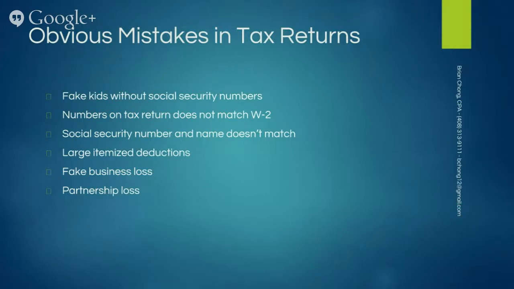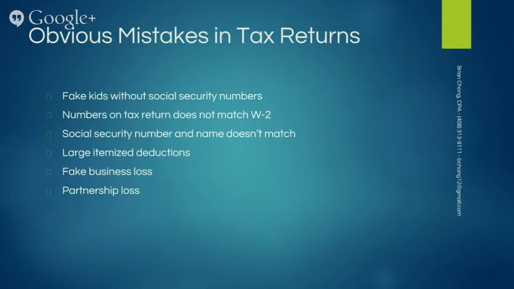Some other things people do: they have, let's say, huge itemized deductions. They make a little bit of money, but they claim that they donate tens of thousands of dollars to charities. Or maybe they have a fake business loss under Schedule C, which is always a bad idea because you'll get audited for that. Schedule C gets audited a lot more often than any of the other forms because it's so easy to just claim a loss.